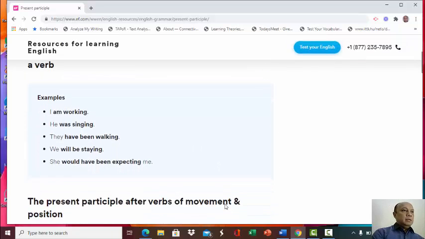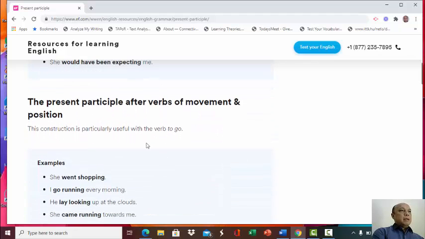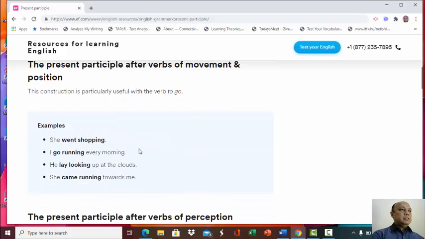Now, the present participle can also be used after verbs of movement and position. This construction is particularly useful with the verb to go. And you can learn from the examples. She went shopping. This is a past form of the verb go, right? So this applies here. She went plus present participle. Shop plus ing. Verb 1 plus ing. She went shopping. Yeah. I go running every morning.